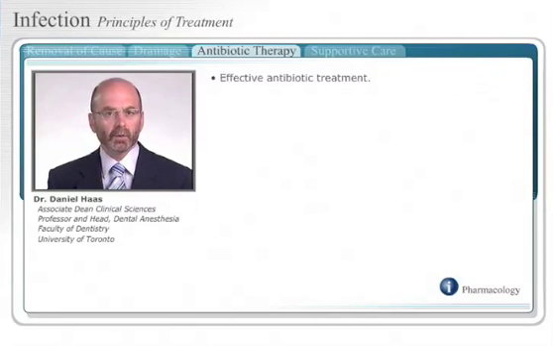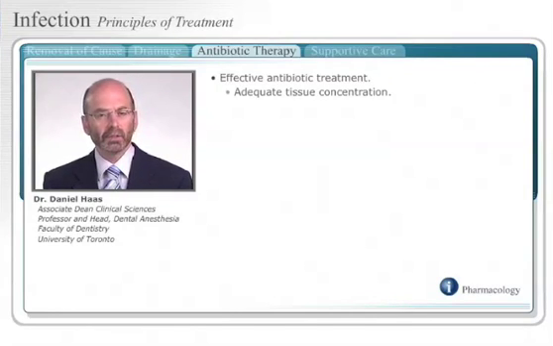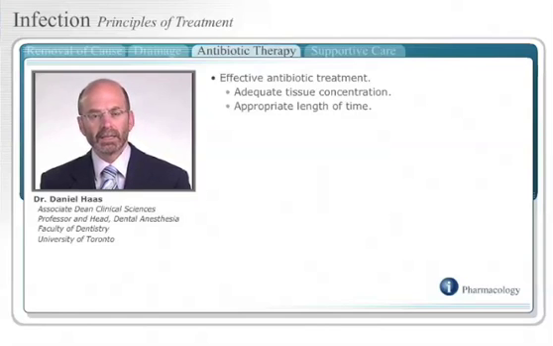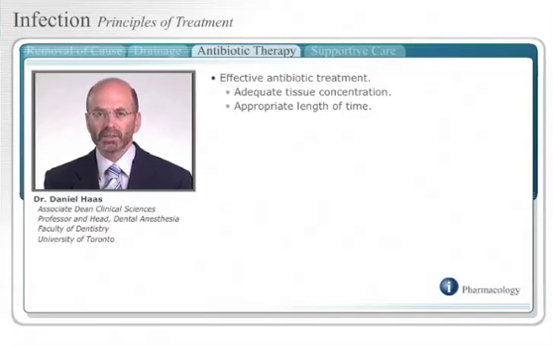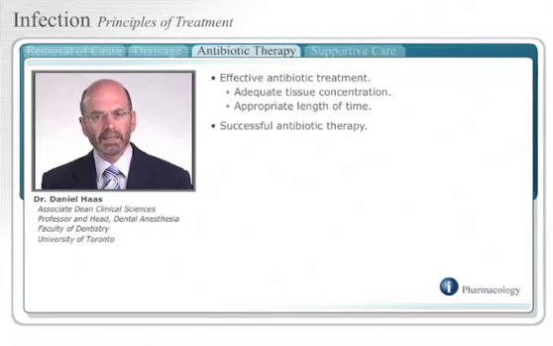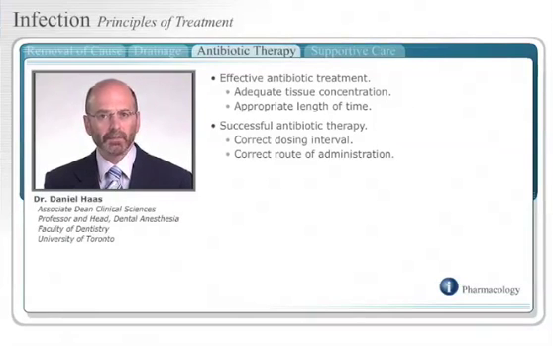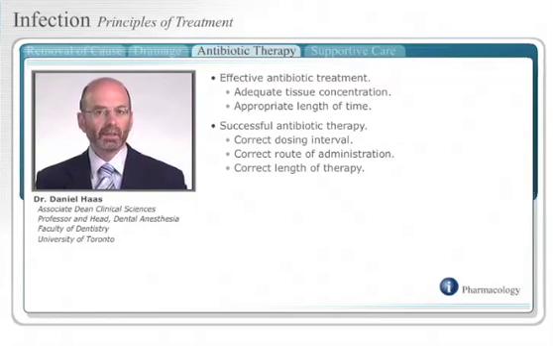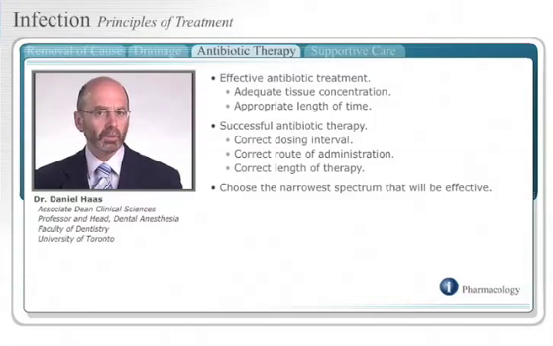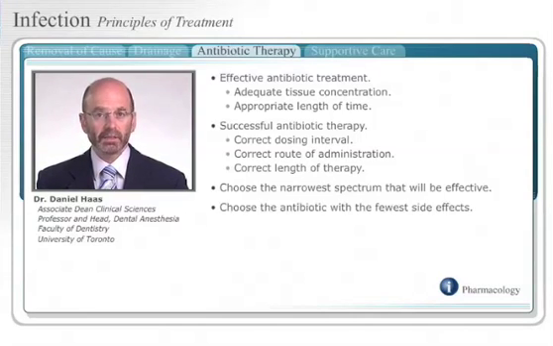Effective antibiotic treatment requires adequate tissue concentration for an appropriate length of time. Deep-seated or walled-off infections may never reach adequate levels to treat the infection. Success in antibiotic therapy is achieved by the correct dosing interval, the correct route of administration, and the correct length of therapy. The antibiotic with the narrowest spectrum that will be effective and fewest side effects should be chosen. Also, consider using a loading dose.